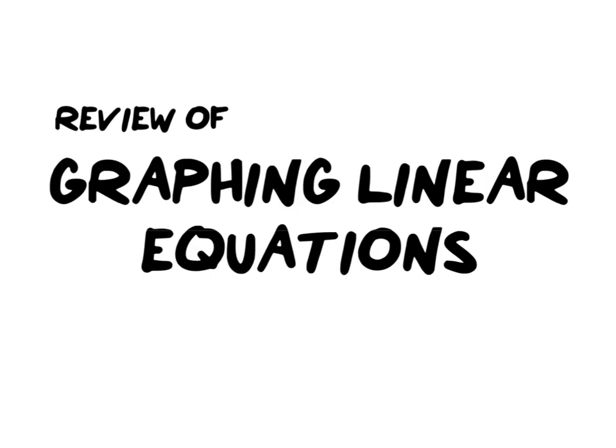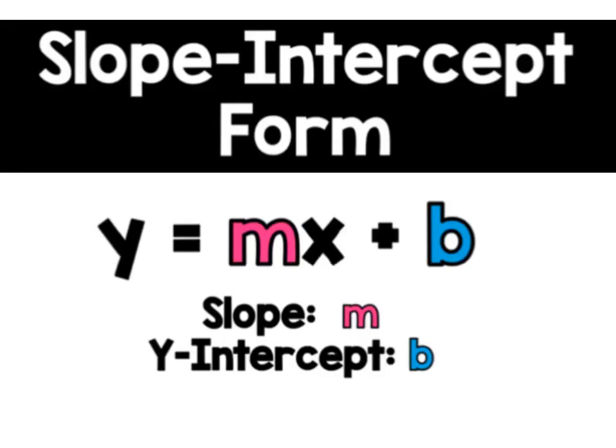Today we're going to be starting looking at Chapter 5 and the first section of notes in Chapter 5. But before we do that, we need to review graphing linear equations. In order to graph a linear equation, we want to put it in what we called slope-intercept form so that we could identify the slope and the y-intercept just by looking at them.